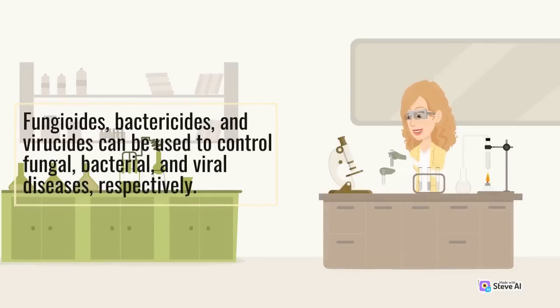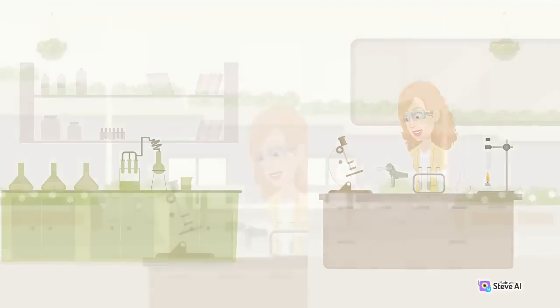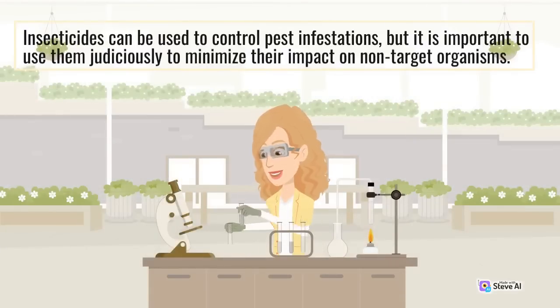Fungicides, bactericides, and virucides can be used to control fungal, bacterial, and viral diseases, respectively. Insecticides can be used to control pest infestations, but it is important to use them judiciously to minimize their impact on non-target organisms.